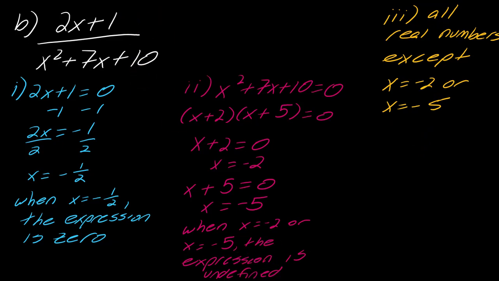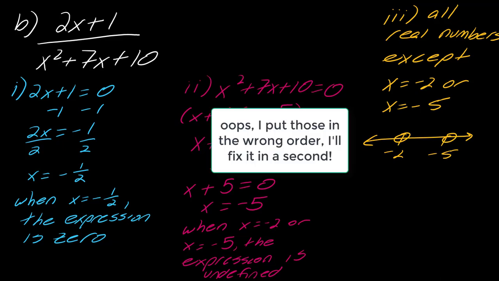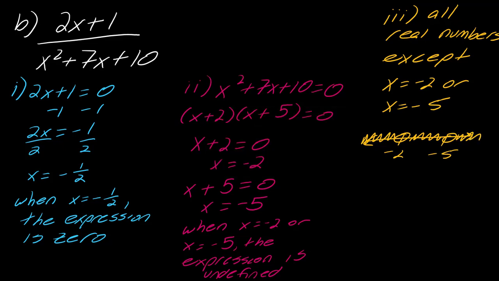So now I just have to represent that on a number line. So here's -2, here's -5. And now I just want to color the entire number line, and show in my interval notation that those are the two values I'm excluding. So that's going to be -∞ to -2, unioned with -2 to -5.